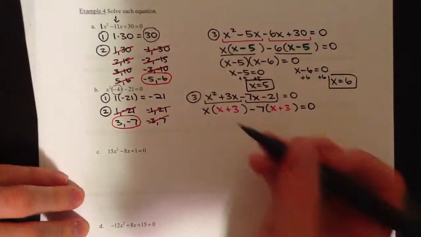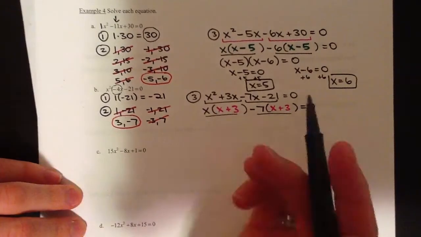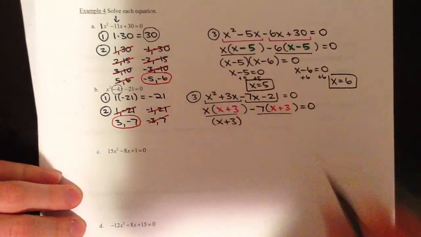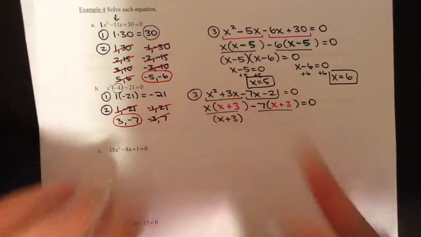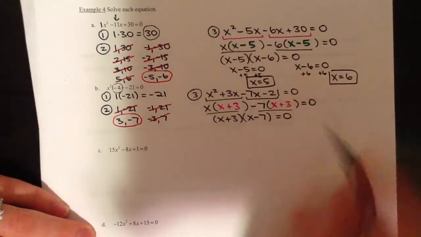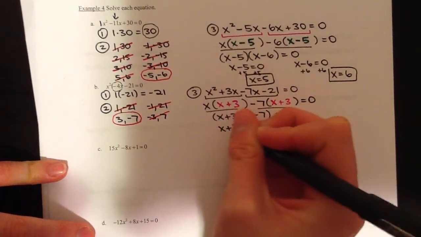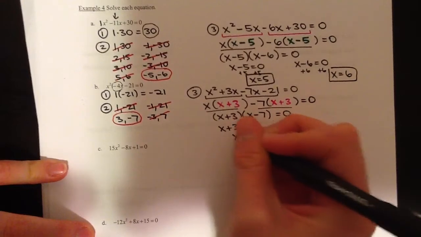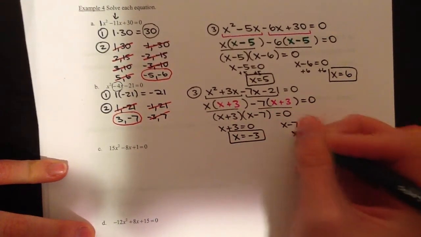I wanted these two to match. So just like above, think of these two as two different terms. I want to factor out the common factor. They both have an x plus 3, so I'm going to factor it out. When I factor out the x plus 3, what I have left is an x minus 7. Then finally I use the zero product property to set each one of these equal to 0. I get x equals negative 3 as my first answer, and x equals 7 as my second answer.